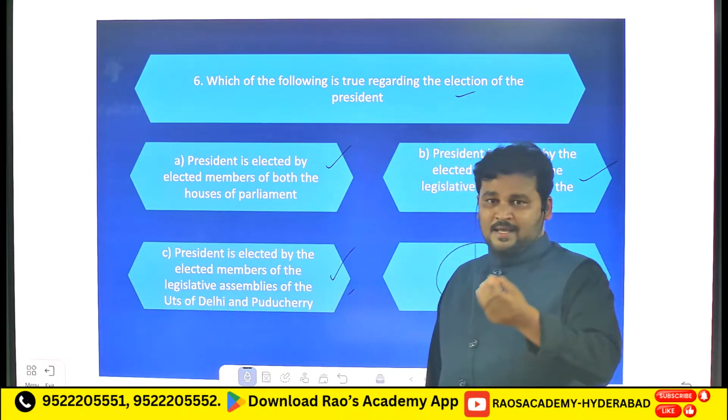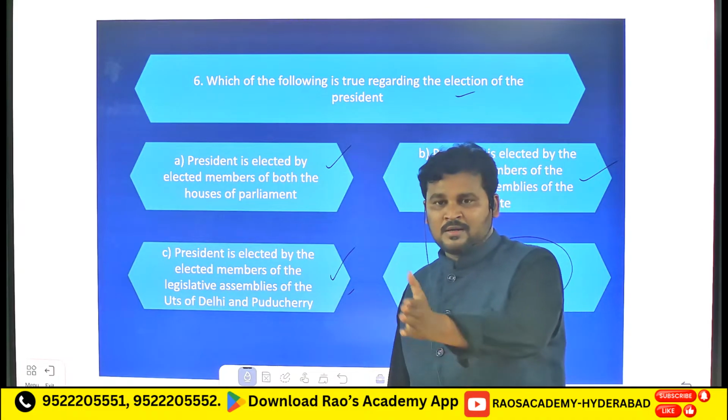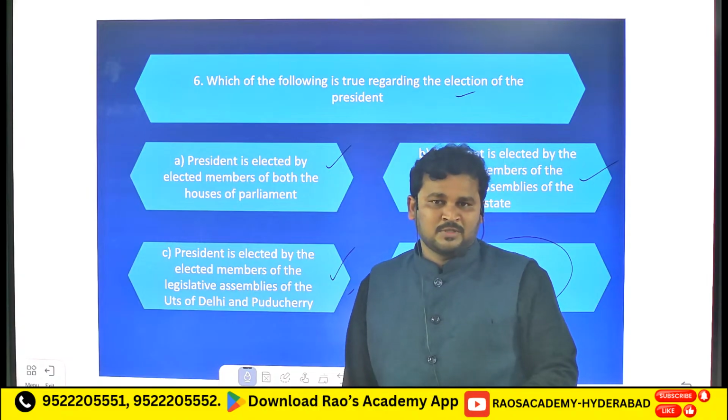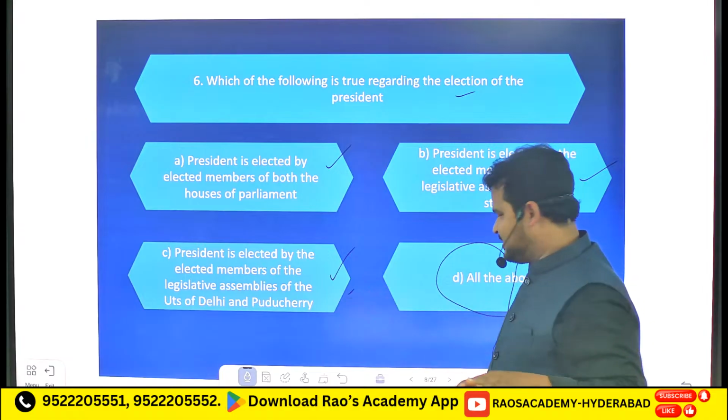As I said, the electoral college of the president is all the elected members of Lok Sabha, Rajya Sabha, and the UTs of Delhi and Puducherry, along with the members of the legislative assemblies. Clear? So that's the answer.